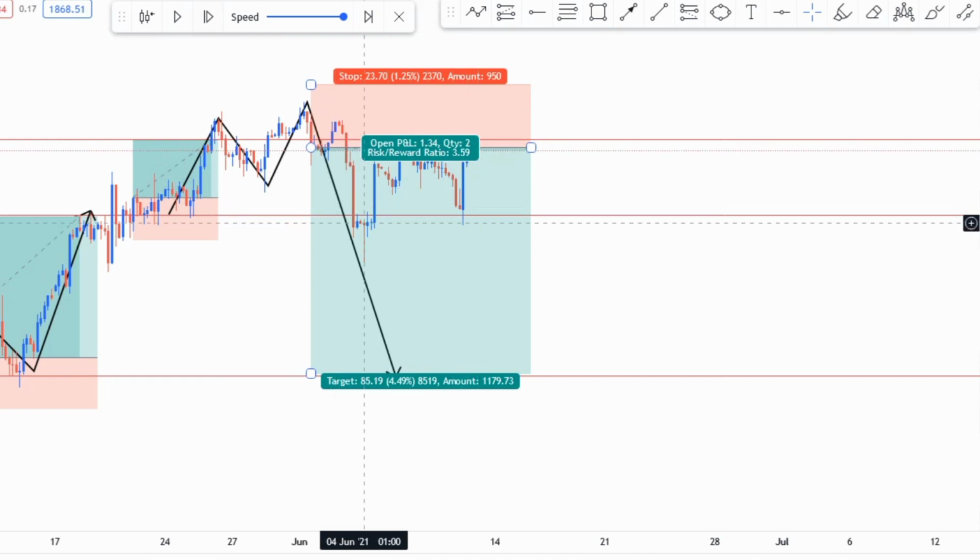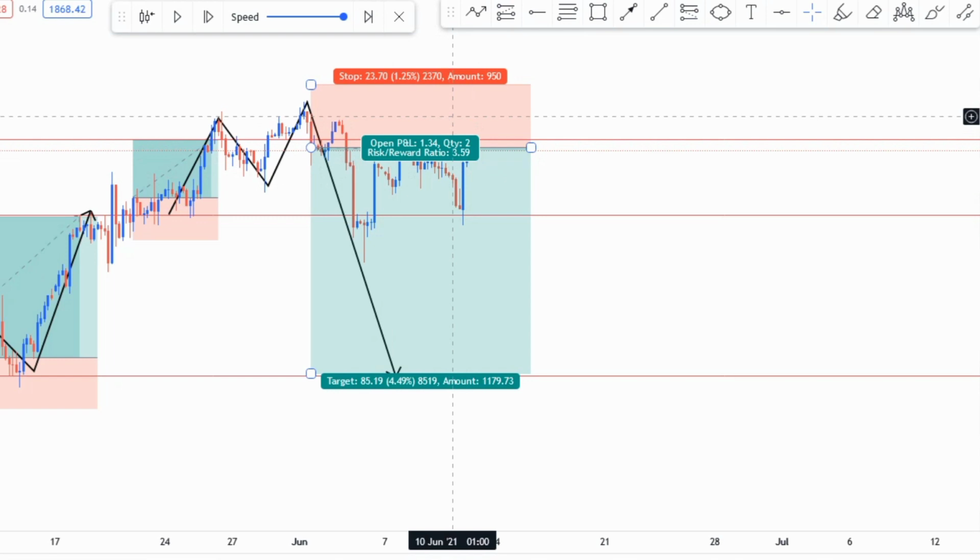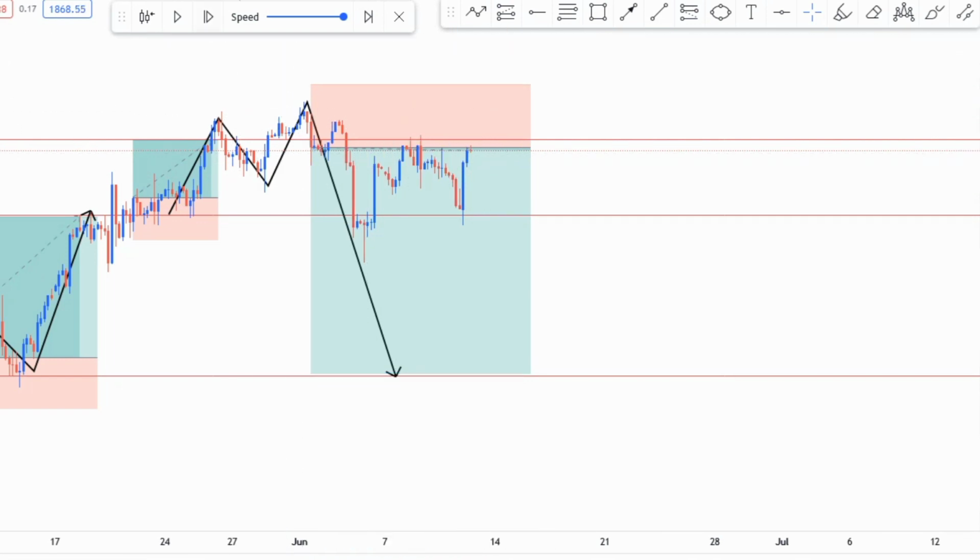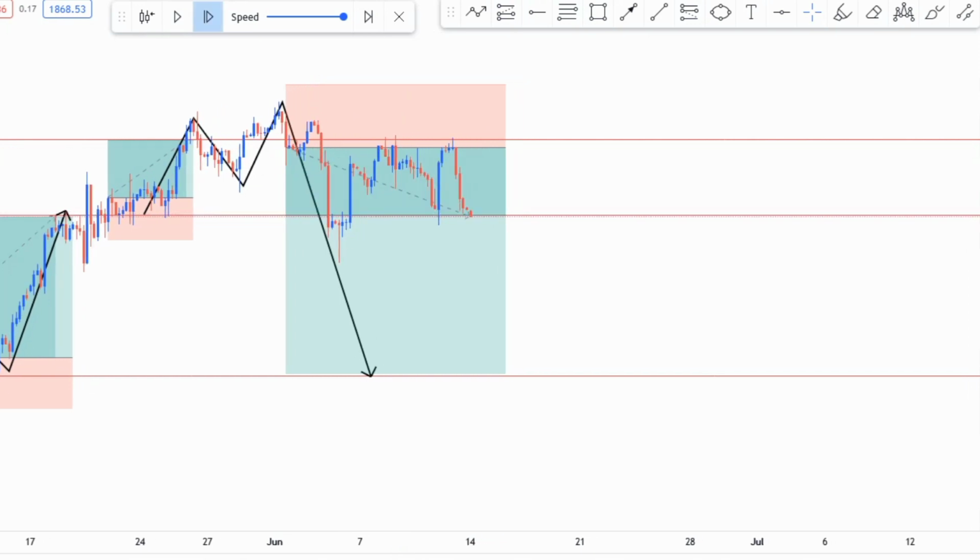Again, one would think that, oh, this is a double top pattern, a double bottom pattern, and price is going all the way to the top. But like I explained, this area is a very strong area here, and I'm not expecting price to break above it anytime soon. So again, look for more sell signals to the downside.